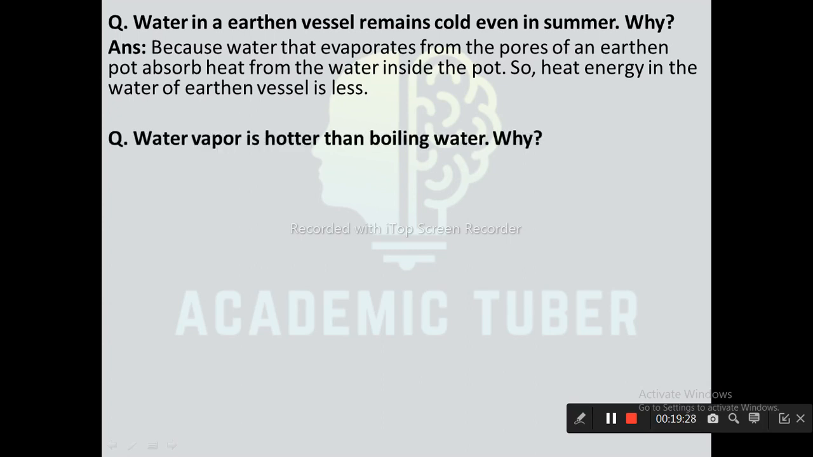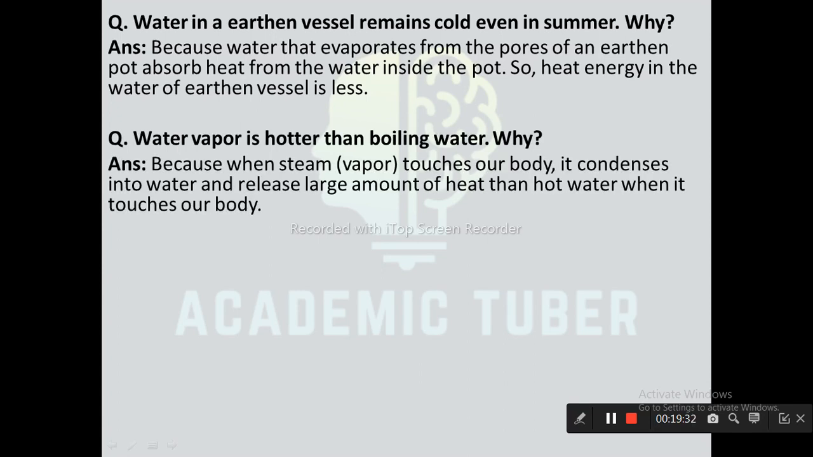Next one, water vapor is hotter than boiling water. Why? Because when steam vapor touches our body, it condenses into water and releases large amount of heat than hot water when it touches our body.